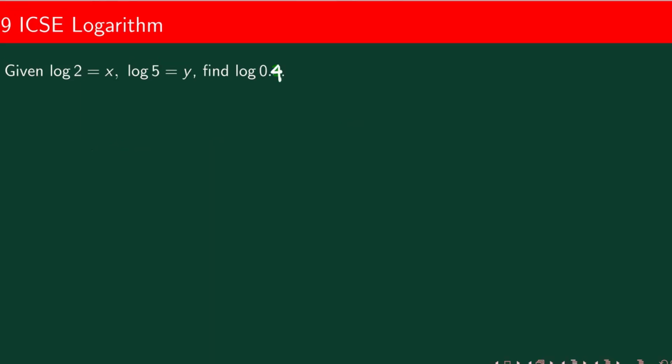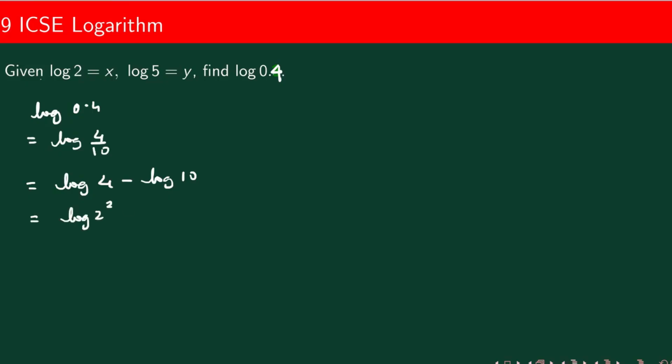Okay, this is the next question. Pause the video and give it a try. This is log 0.4 to be written in terms of x and y. So log 0.4 is log 4 by 10, which is log 4 minus log 10. Log 4 is 2 squared and log 10 is 1.